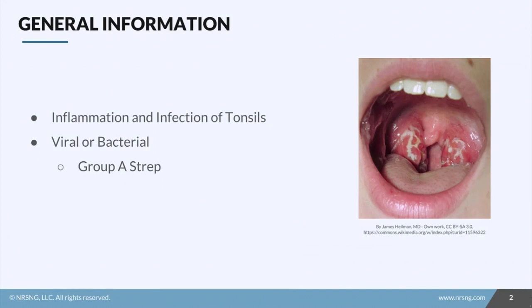Okay, so tonsillitis is when the tonsils on either side of the throat, here and here, become inflamed and infected. Now, kids are actually more prone to this infection than adults are because their tonsils tend to be larger. Most of the time, the cause is viral or bacterial, and the most common bacterial cause that we see is group A strep, which we commonly refer to as strep throat.